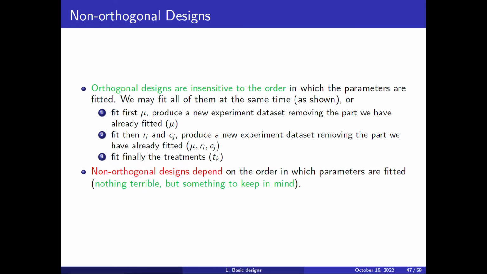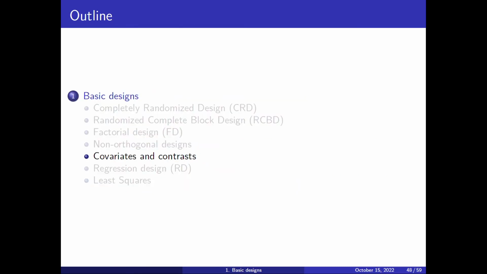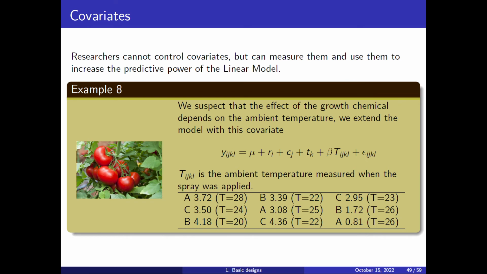So you have to solve all of them at the same time. And with this we can go into the concept of covariates and contrast. So let's say that the growth of the tomatoes may also change with the ambient temperature. The ambient temperature is something that you cannot control, but you can measure. So you can accompany each one of these means with the ambient temperature for each one of them.